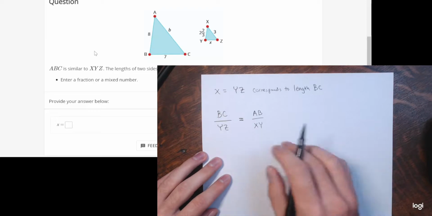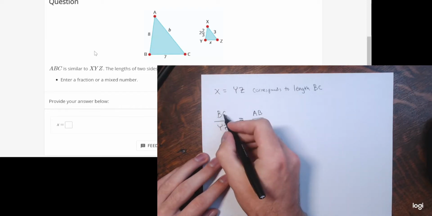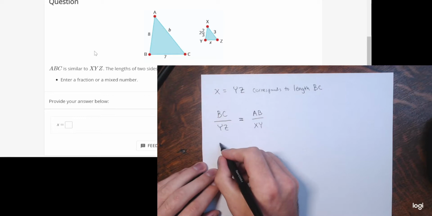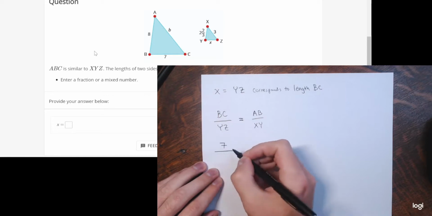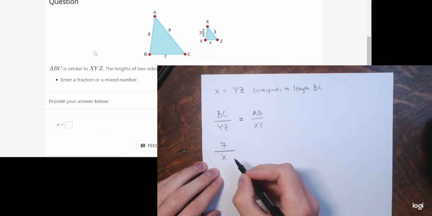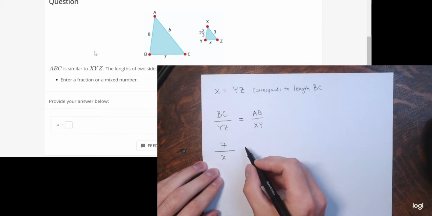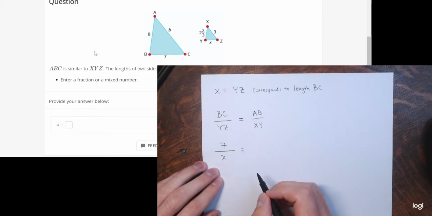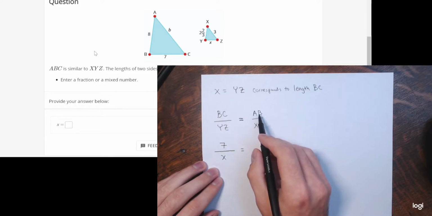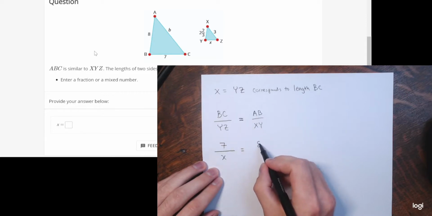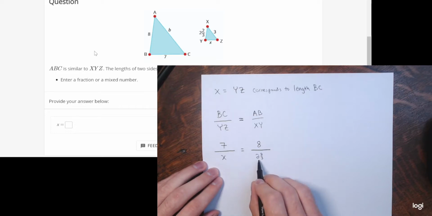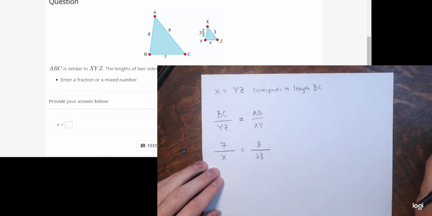Alright, so I'm going to put in the numbers here. Now BC has a length of 7. YZ is the length x, little x, that we're looking for, equals AB, right, and the triangle ABC has length 8 over, and then XY in the smaller triangle has 2 2/3. Remember, this is 2 plus 2/3 when you see a mixed number.